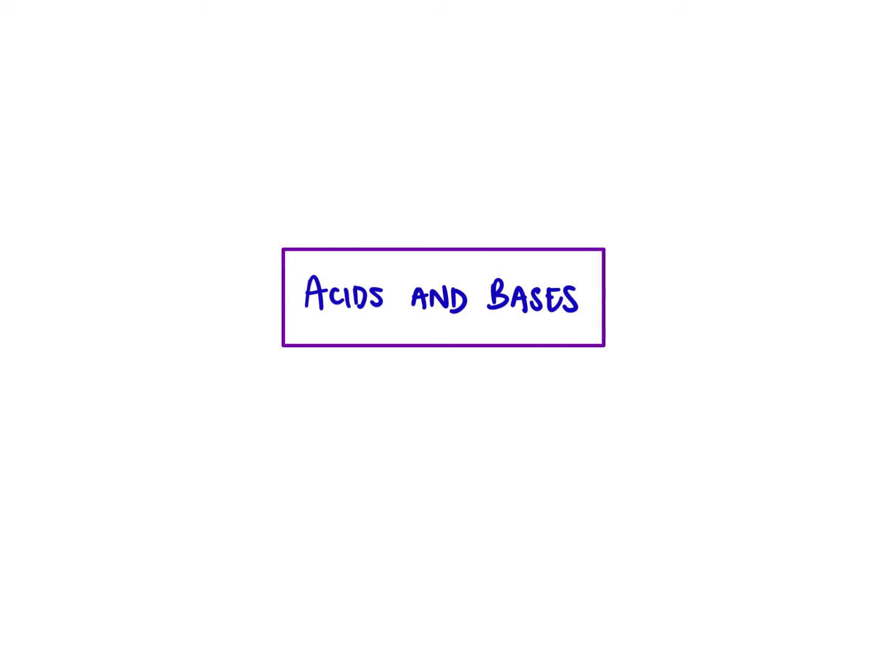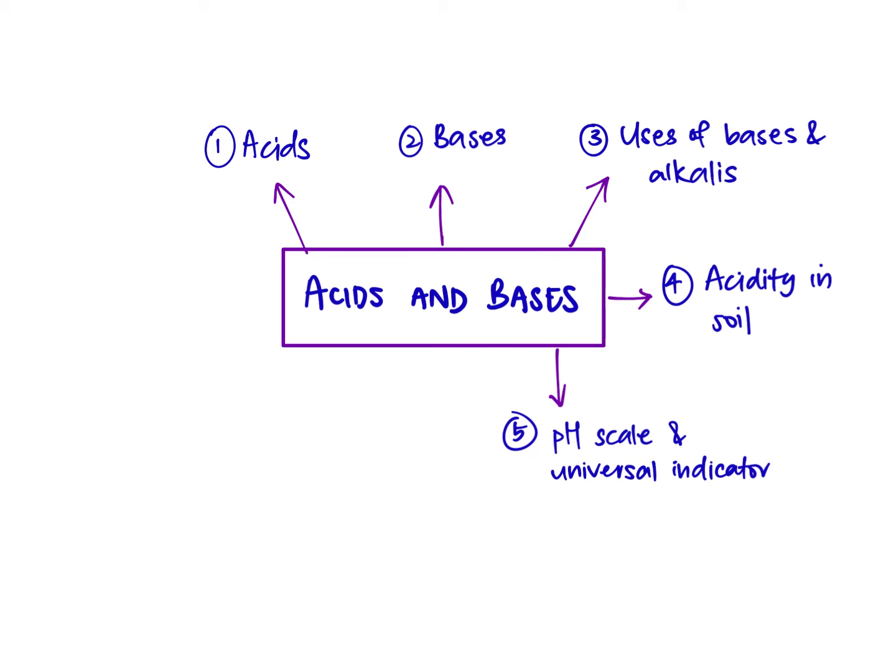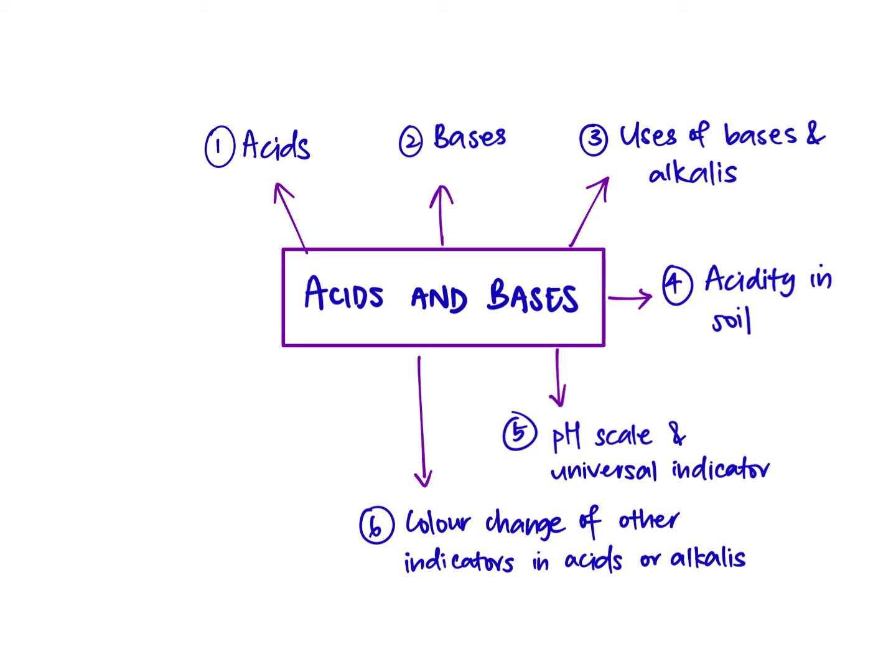Okay, this is a video lesson on acids and bases, and this will be divided into 7 parts. First part is on acid, second part on bases, third part I will talk about uses of bases and alkalines. Fourth part will be acidity in soil. The fifth part will be pH scale and universal indicator, color change of other indicators in acid or alkaline, and the last part, the 4 different types of oxides.